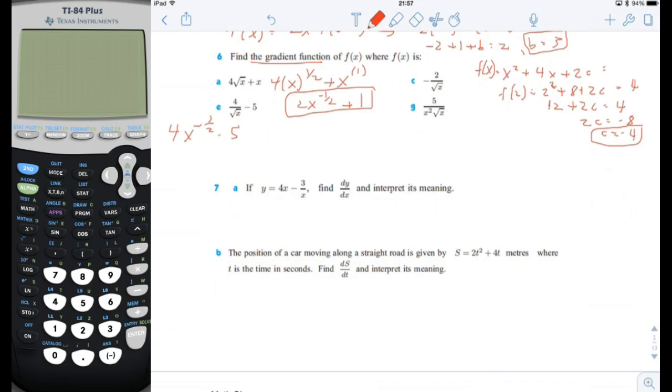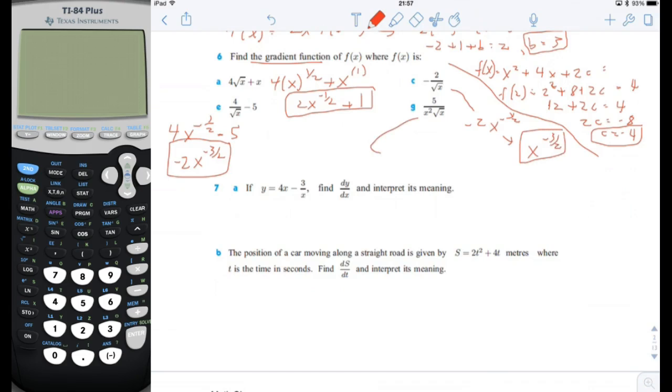The derivative of the first one is negative 2x to the negative 3/2. And then the derivative of negative 5 is just 0. So here is the derivative of that one. And then here there's a negative 2 over square root of x. We can simplify that to be negative 2 times x to the negative 1/2. If we take the derivative of that, it's going to be negative 2 times negative 1/2, which is the same thing as 1, and then x to the negative 3/2.